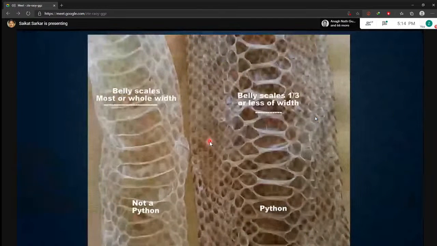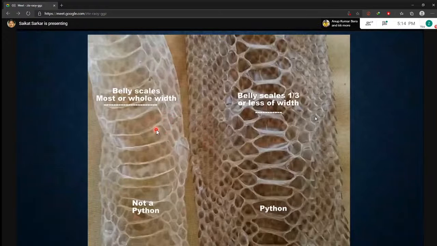Now, coming to the ventral scales, this is a typical ventral scale, broad one. It is wider than longer. Okay, so this is a typical ventral scale of the snakes that move fast. I won't say they are practicing a custodial mode of life, but the snakes that move fast will have this kind of broad ventral scales.